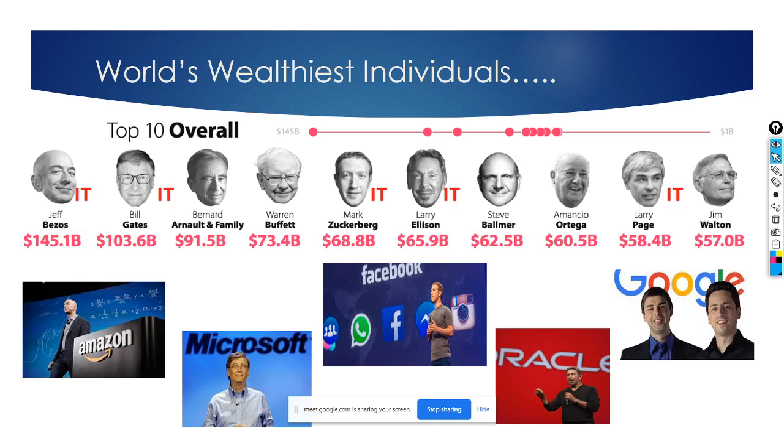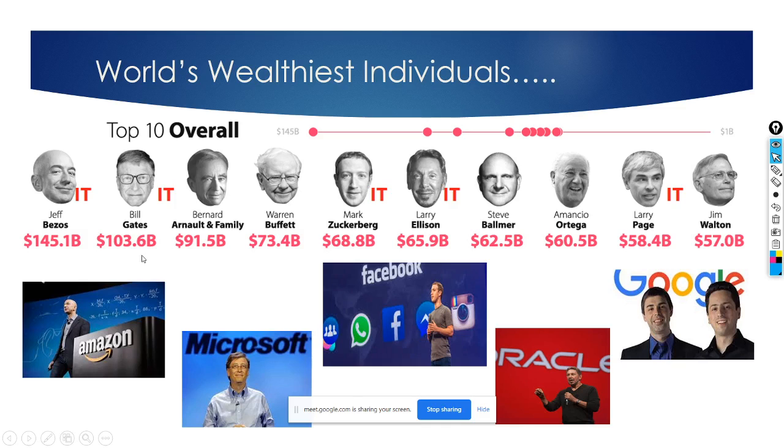Jeff Bezos, who is the founder of Amazon. Of course, you know who Bill Gates is. Then Mark Zuckerberg. Now he owns a lot of things like Facebook, not only Facebook, but Messenger, Instagram, etc. Larry Ellison, the founder of Oracle. Then we have Larry Page and Sergey Brin also there. He is not shown here because he is about 11th or 12th place. So they all are actually software developers who later became entrepreneurs.